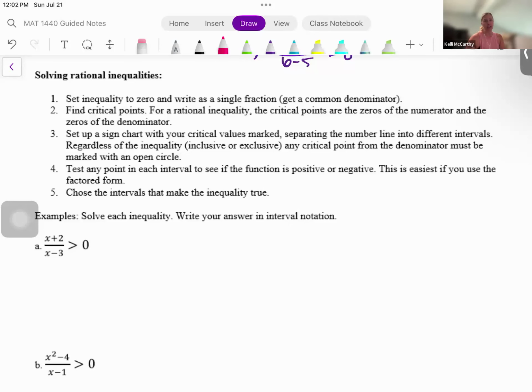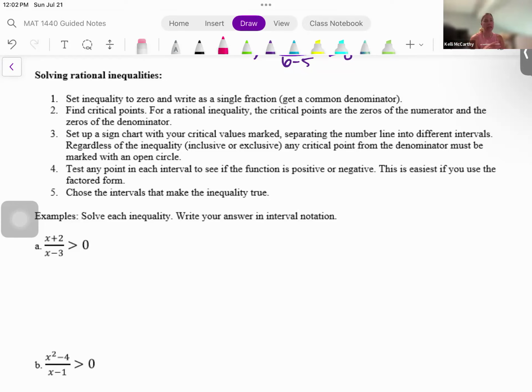In this video, we're going to look at solving rational inequalities. We have seen solving rational equations by clearing out that LCD. We've seen polynomial inequalities where we're finding critical points and using a sign chart. We're going to put some of these concepts together for solving rational inequalities.